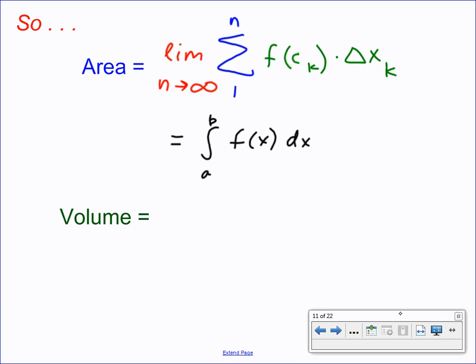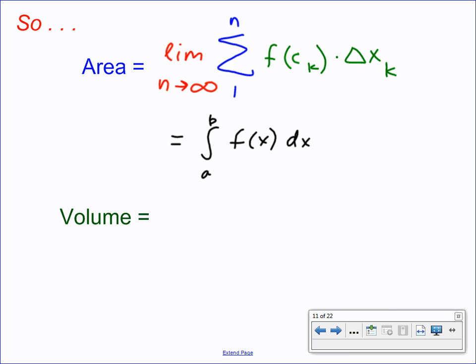Volume is going to be applied the same way. It's just that my height of a rectangle here, f of c sub k or f of x, is now going to be not an f of x function value, but an A of x, the area of a typical slice, a cross section. If we took an orange and sliced it somewhere in the middle and turned it toward you, it would have a circular cross section. If we took a loaf of bread and sliced it somewhere in the middle and turned that slice to face you, it would usually have a square type cross section.